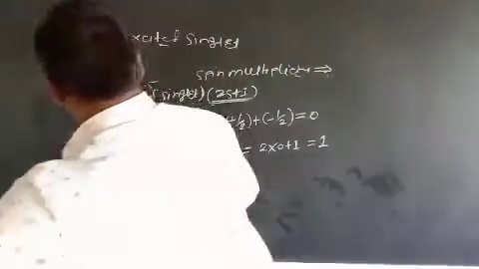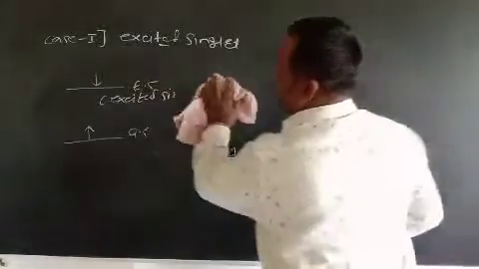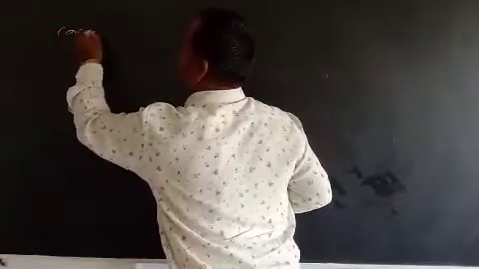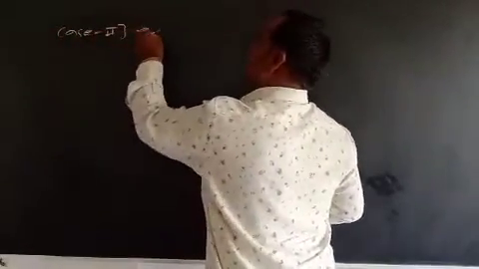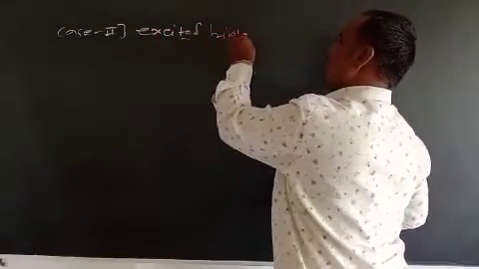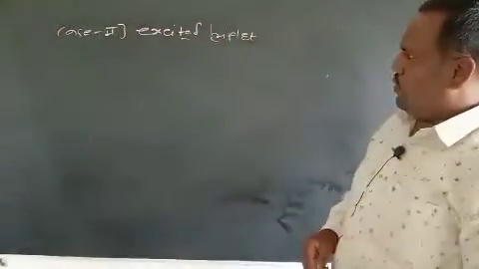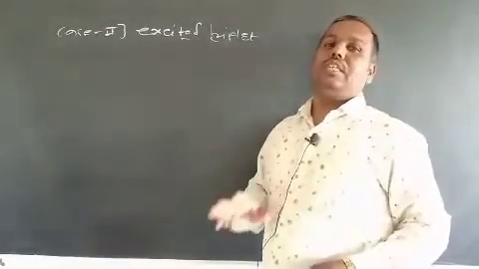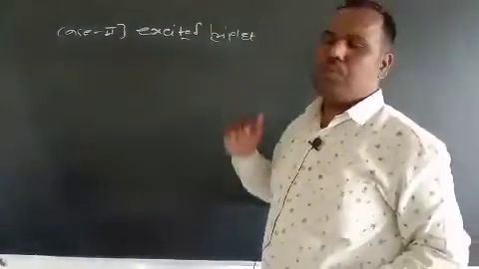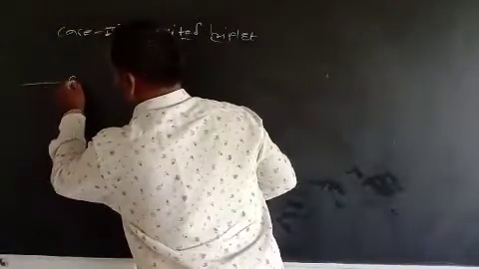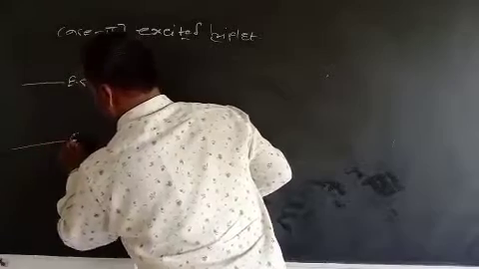Let us consider the second case, that is excited triplet. So we get excited singlet when the electron does not change its spin when it goes into the higher energy state. Let us consider again. This is your excited state, this is your ground state.